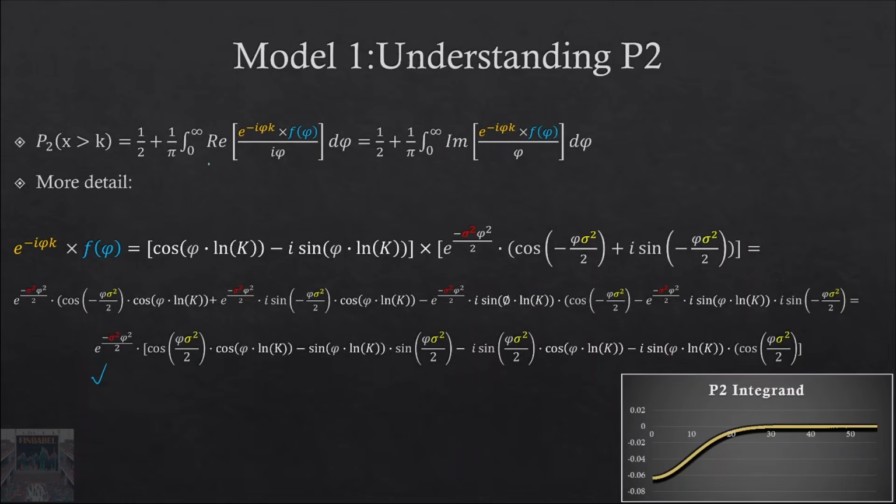And remember, we're only taking the real part when the denominator is i times phi, or you can take the imaginary part, but over here the denominator will just be phi and there's no i. And now let's look at the small graph. Over here, the x-axis is actually the phi value. As phi goes bigger, i.e. as frequency increases, the value of our integrand converges to 0.